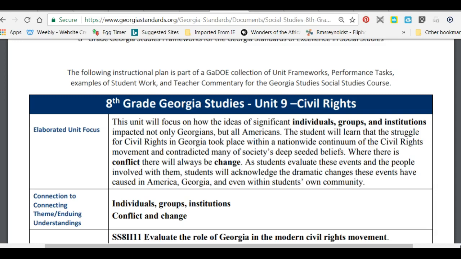SS8H11, evaluating the role of Georgia in the modern civil rights movement. For this lesson, I wanted my students to understand the role of individuals like Martin Luther King Jr. and John Lewis, and groups like SNCC and SCLC, and the events like the Albany Movement and March on Washington, and the importance that they played during this time period.